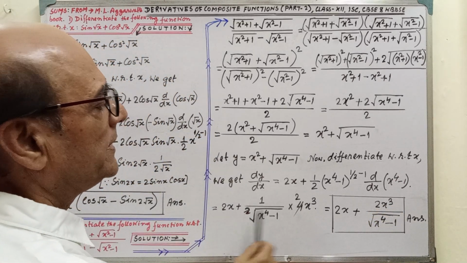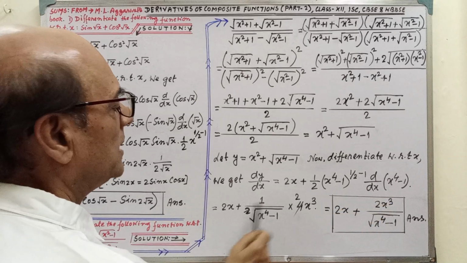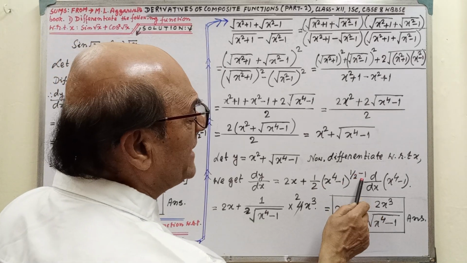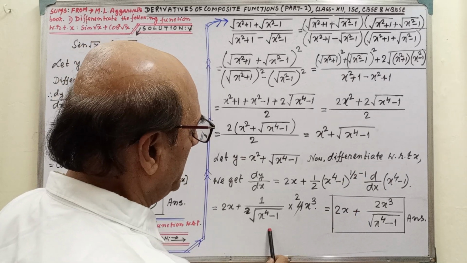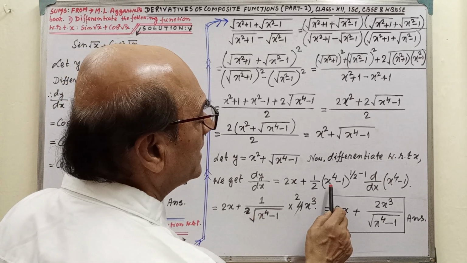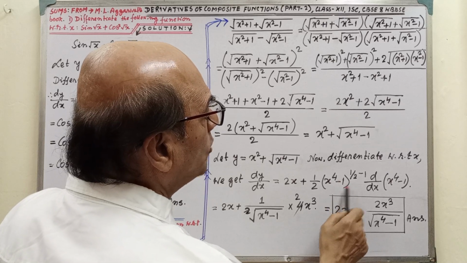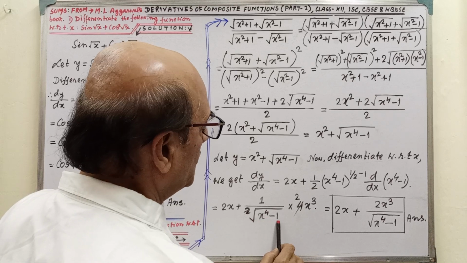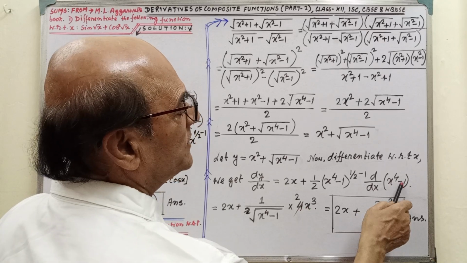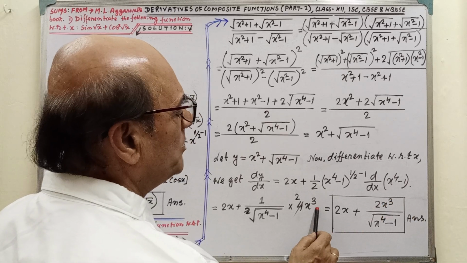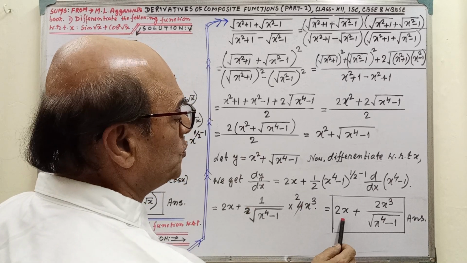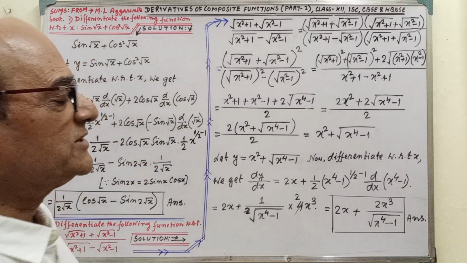Then we have to simplify more and we have to differentiate this part also, 2x, and this is half minus 1, that is minus half, when it comes in the denominator, then it will be plus. And x to the power half, that is root x. So here x to the power 4 minus 1 whole to the power half, that we may write root over x to the power 4 minus 1. And here the differentiation of x to the power 4 is 4x cube, and the differentiation of 1, a constant number, is 0, you may write or may not. Then we just have to simplify these two, and this 4 will be cancelled, then it will be 2x plus 2x cube by root over x to the power 4 minus 1.